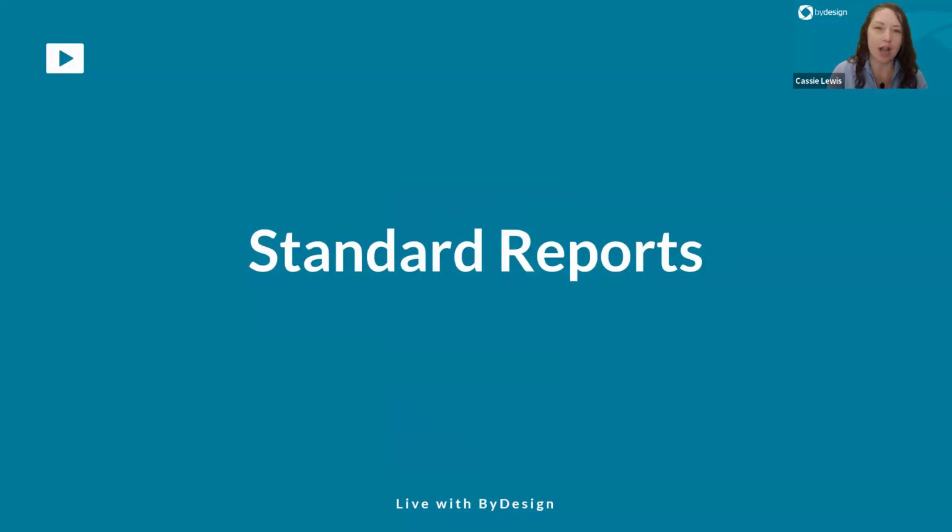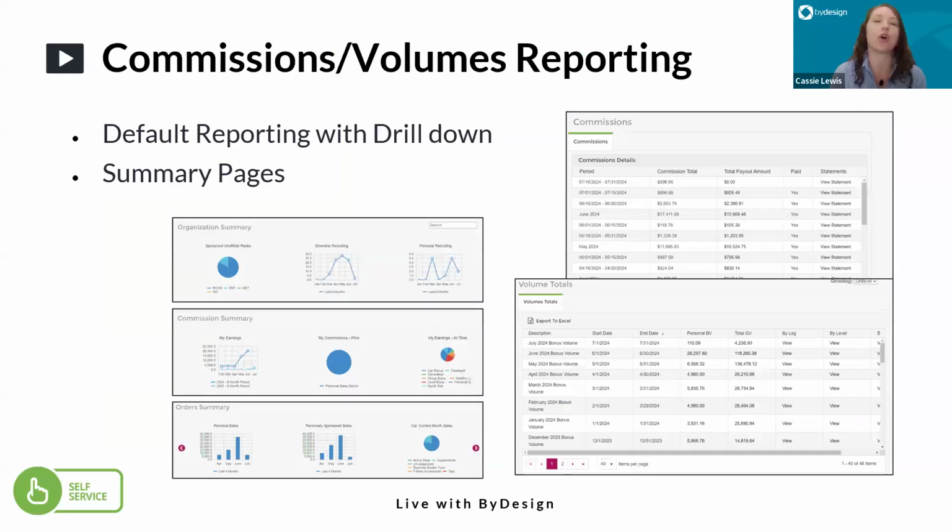So these are the reports that are out of the box, available by default. And the majority of our default reporting here at ByDesign is going to revolve around our commissions and genealogy engine. That is really the core of what we do and what drives our business and our offering. So it makes sense that the default reporting is really going to be around the volume and commissions by default.